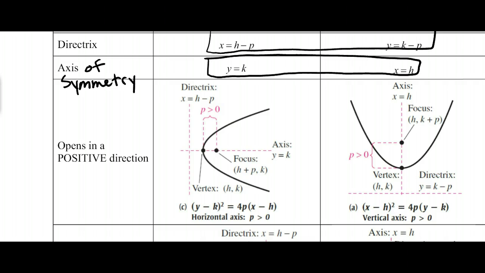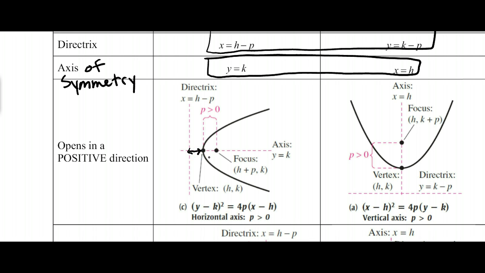Okay, so here's a couple of graphs. These both open in a positive direction. So this is a horizontal parabola that opens to the right. This is a vertical parabola that opens up. Notice the distance from the center to the focus is my distance p. Alright, so this distance is p from here to here, but this distance is also p from here to here.